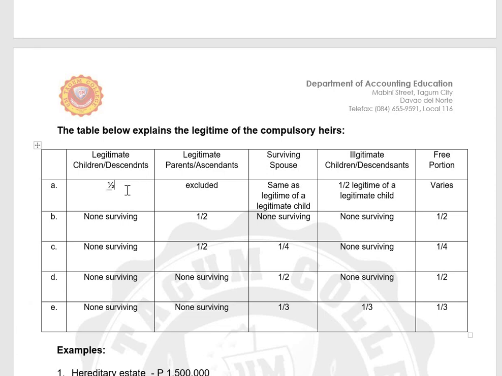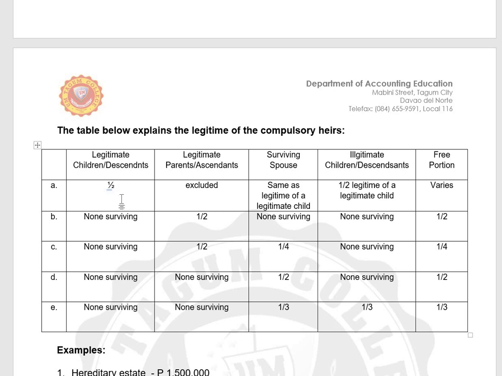Okay, so ang rule nito, if isa lang yung anak niya, di ba half ng property is mapupunta, or ang share na legitime sa legitimate child, kasi isa lang, is 1/2. And then half nun is share ni spouse. Then, free portion.